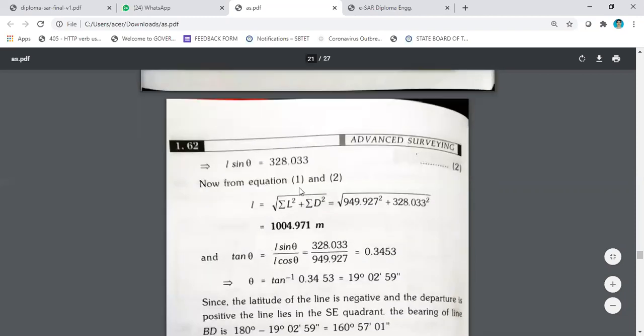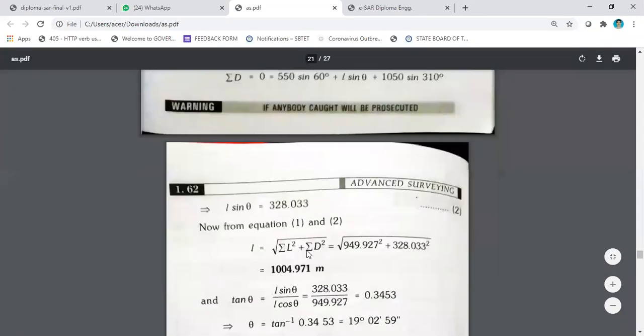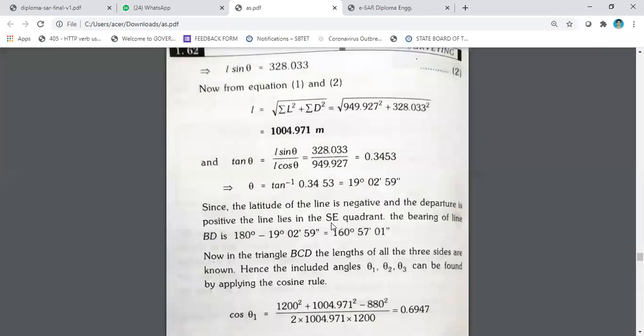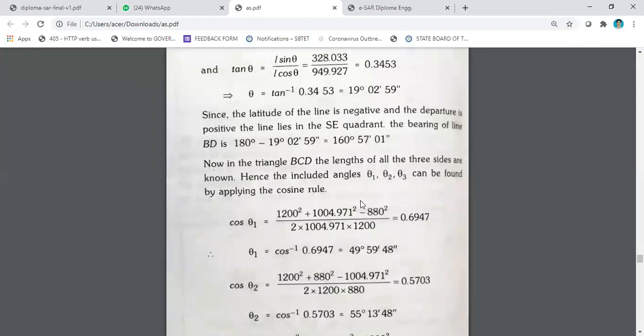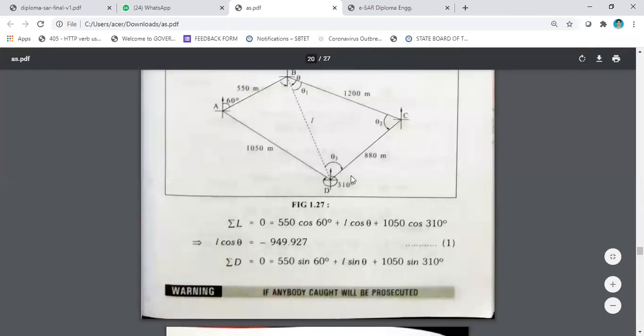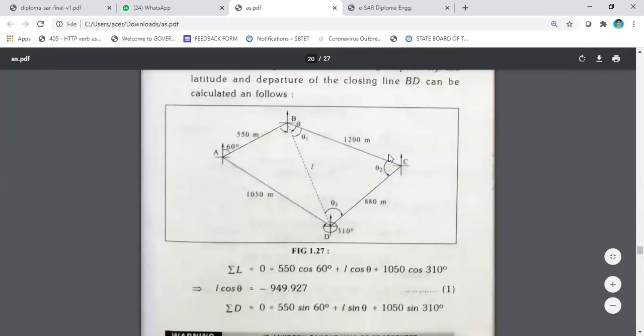As both latitude and departure, no, it is positive, right? Then it is southeast quadrant. Departure is positive, therefore east. Latitude is negative, therefore south. It must be in the southeast quadrant. Then now in triangle BCD, we'll go back to this diagram. You can see triangle BCD in this diagram. Let us calculate the individual angles.